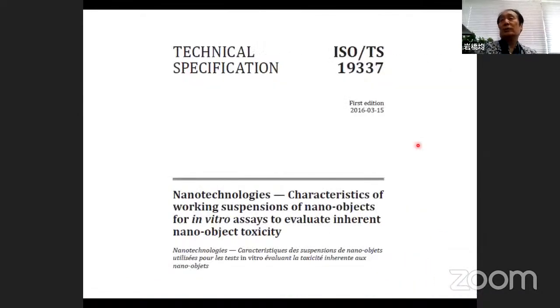And after 4 years of discussion, I published ISO TS 19337 in 2016.